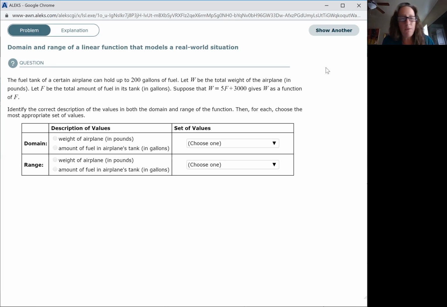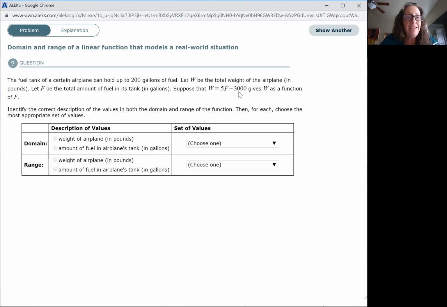Here's another lesson that I wanted to teach. It's domain and range of a linear function that models a real world situation. So they give you kind of this real world situation and they give you an equation that goes with it. So I want you to just kind of focus on this equation first.